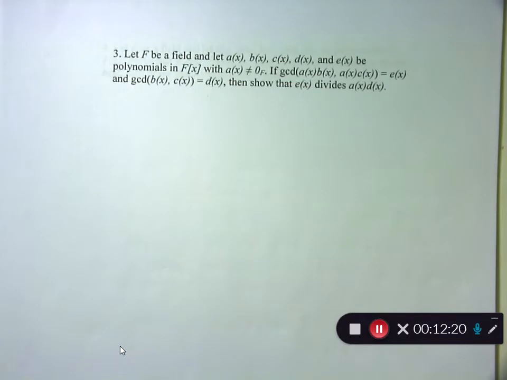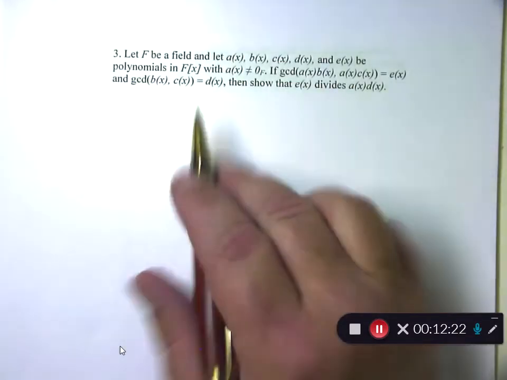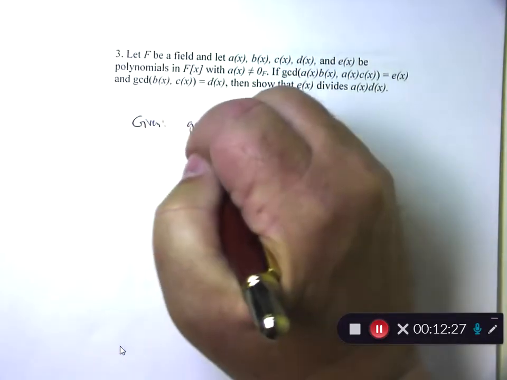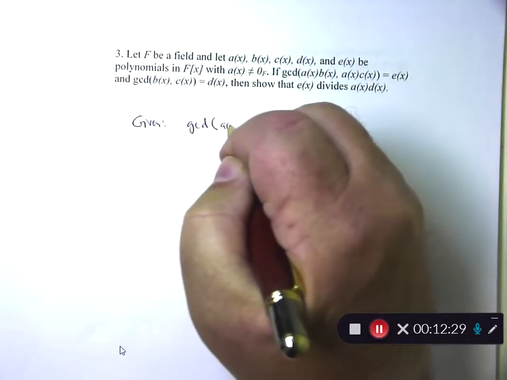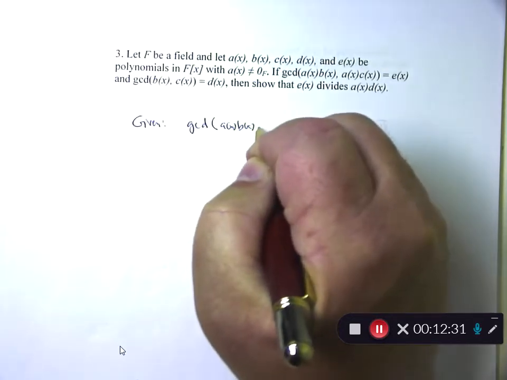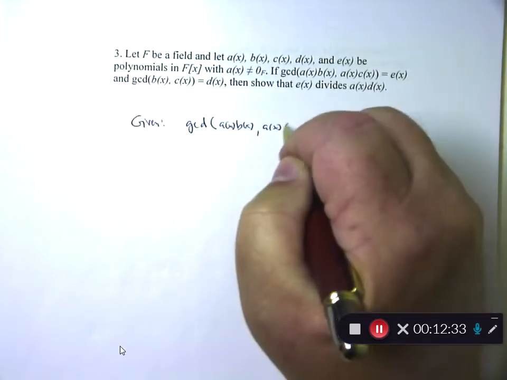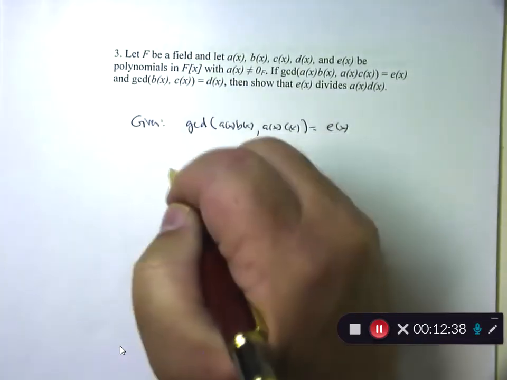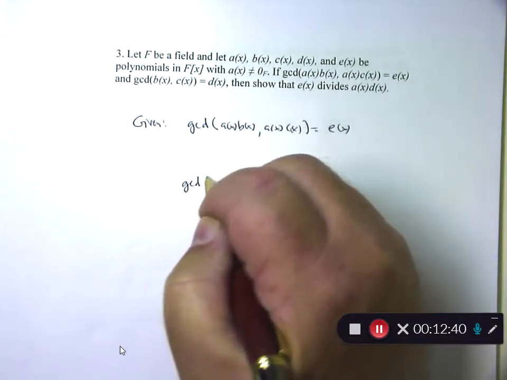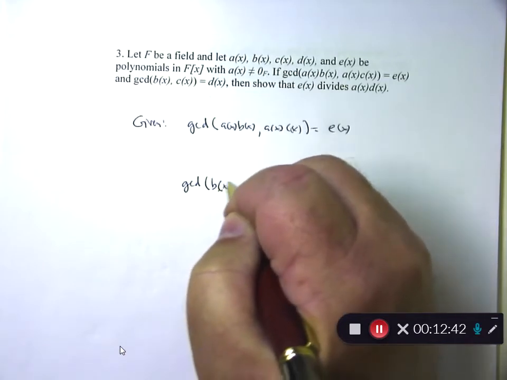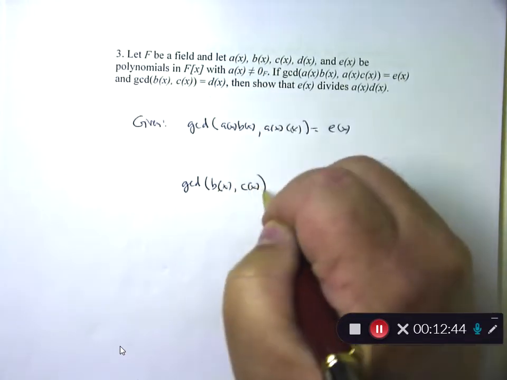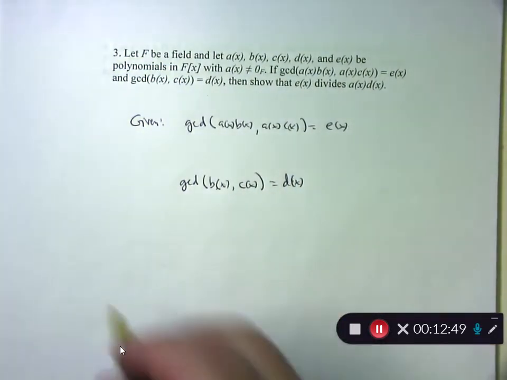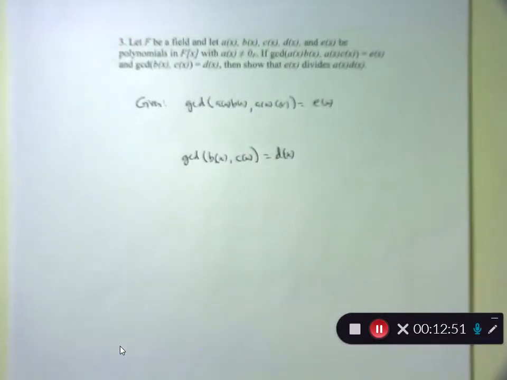So what are you given here? You start off with the givens. You're given two things. You're given the GCD of A(x)B(x) and A(x)C(x) is equal to E(x). And you're given that the GCD of B(x) and C(x) is equal to D(x). Okay?